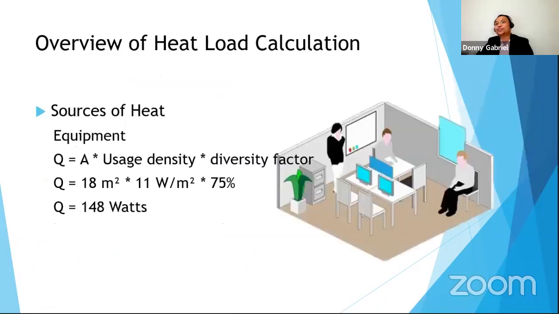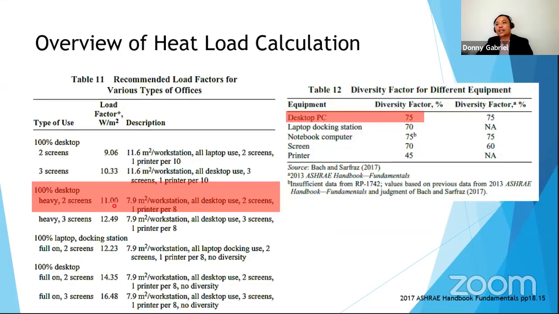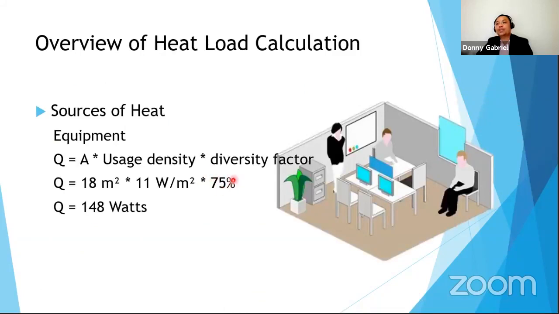So going back to our formula, Q is equal to A times usage times diversity factor. A is 18 square meter. 18 square meter is yung floor area natin. Okay, 4.2 by 4.2, this is 18 square meter times 11. This 11 is nanggaling siya dito. Ayan. 11 watts per square meter, using this desktop with 2 heavy screens, heavy usage, times 75% diversity factor. If you multiply all these numbers, we're getting 148 watts. So that's the third source of heat natin, no, yung equipment. So sa equipment natin, we're able to get 148 watts.